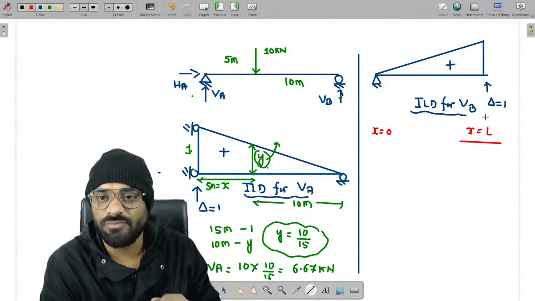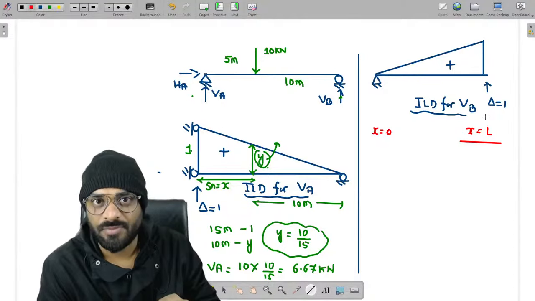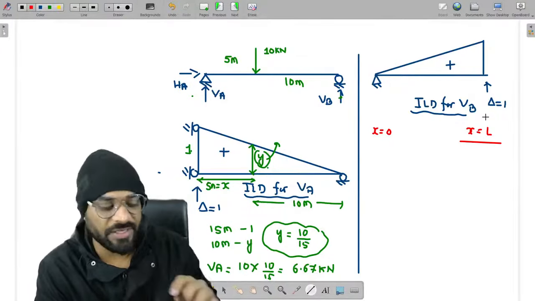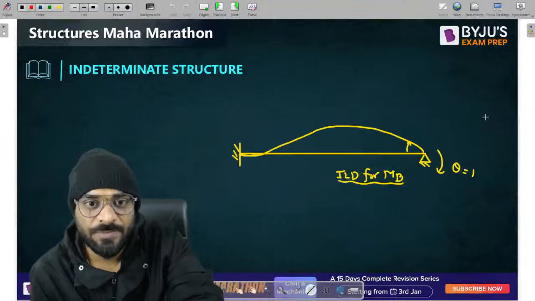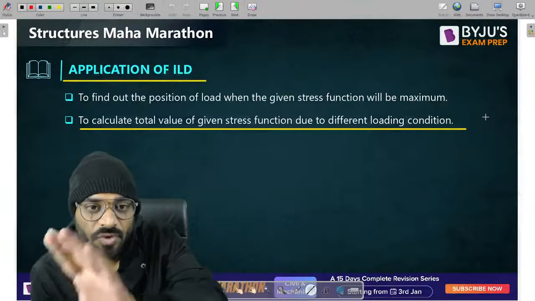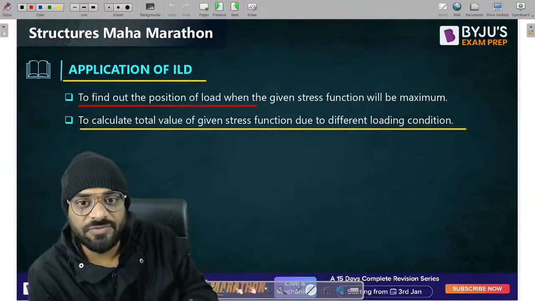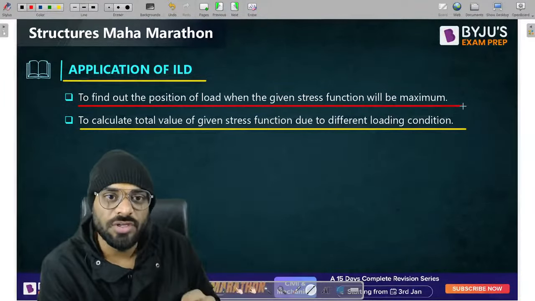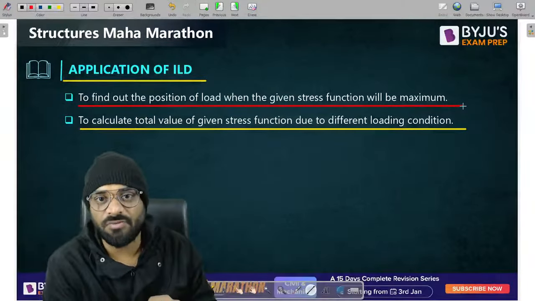Then only the value of VB is higher, right? So the question is, how would you know? Because you can see the ordinate. And that's why, guys, this is the second application which we need to discuss: to find out the position of load when our stress function will be maximum. What should be the location of our load so that our stress function should be maximum? So this is another part of application.